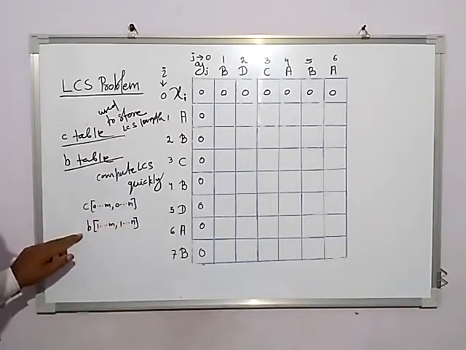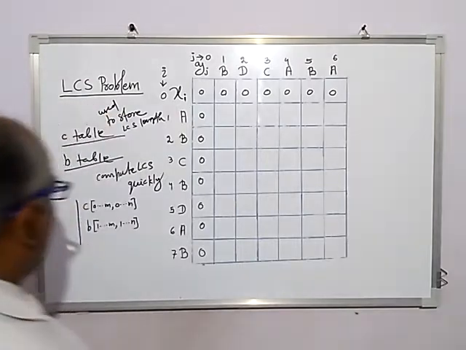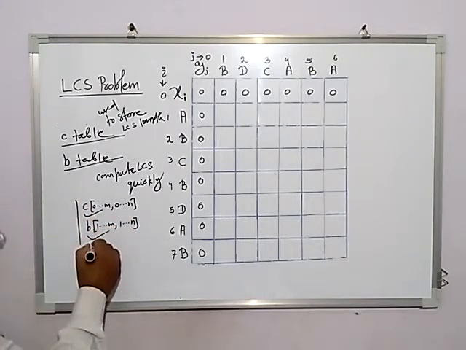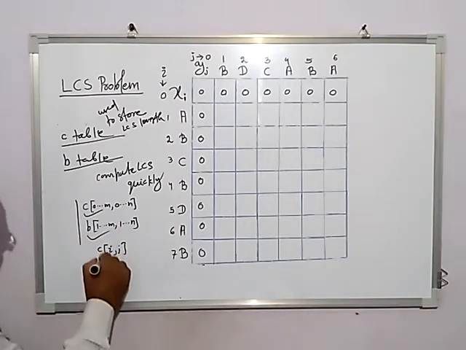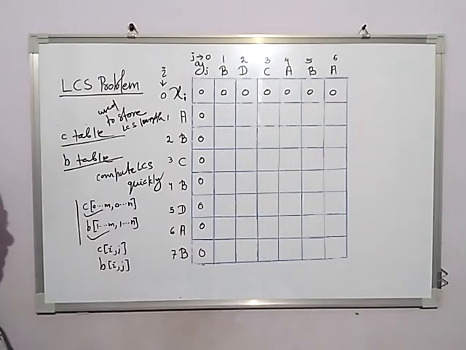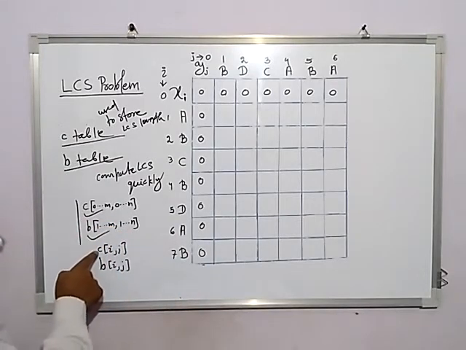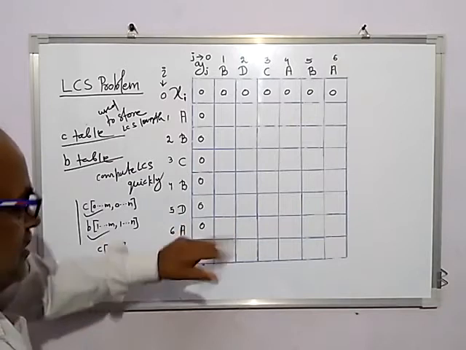Since the C table and B table, these two tables, are used to solve this problem, for simplicity we take a single table which represents the C table as well as the B table. The entry of the C table at the ith row and jth column is nothing but C of ij, and similarly for the B table. That means if I want to access any entry, for the C table we write C, for the B table we write B. It is a two-dimensional array, and B is also a two-dimensional array.